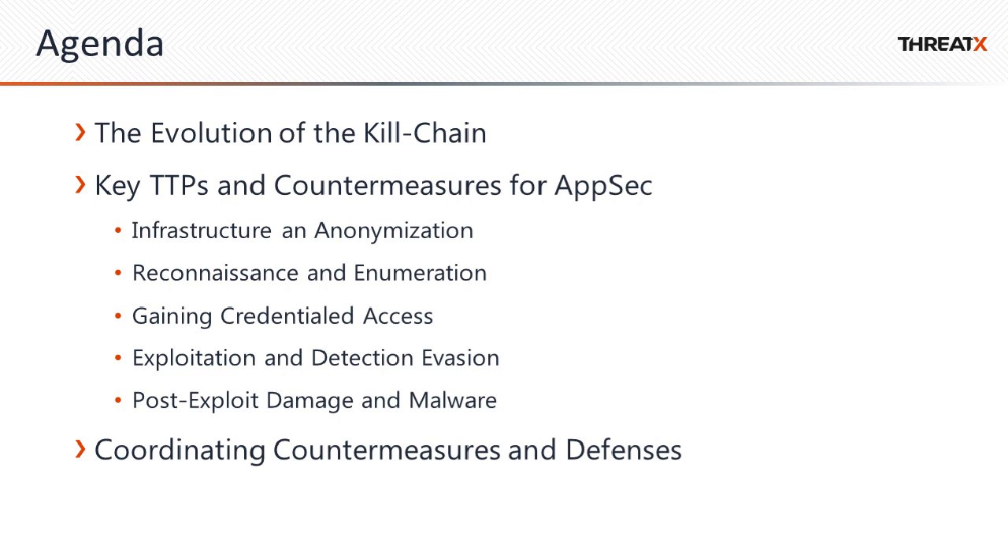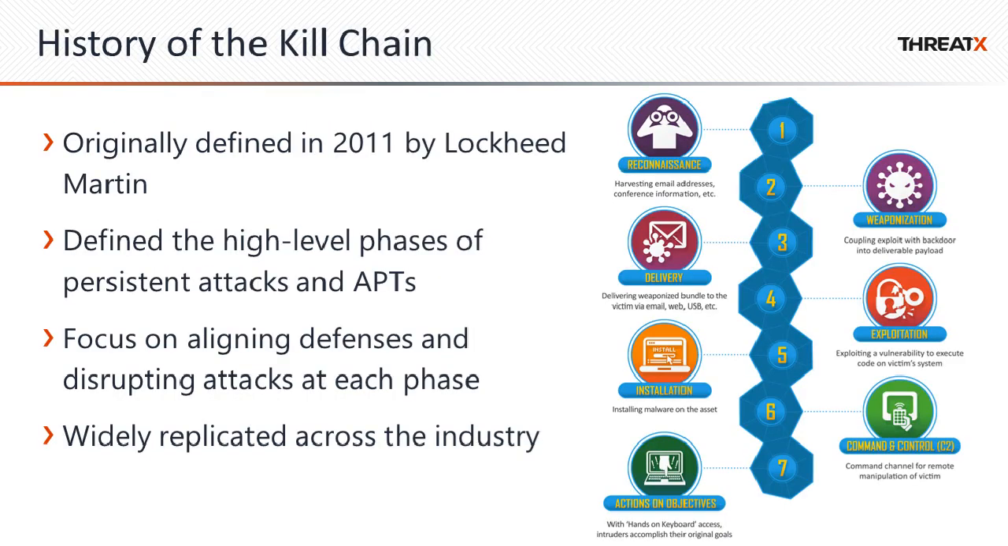And we're going to talk about some of these key TTPs, and we'll get into what that means, but you can kind of think of those as just behaviors of the attackers. So key behaviors and countermeasures, which would include all the major stages of infrastructure and anonymization, reconnaissance and enumeration, gaining credential access, exploitation and detection, evasion, and post-exploit damage and malware. So we'll get into each one of those in more detail and see how we can not only detect but also have some countermeasures for those. And so without further ado, let's get into it.